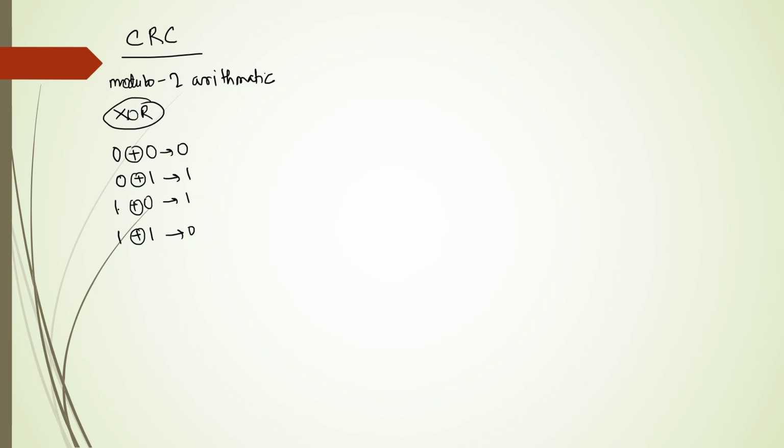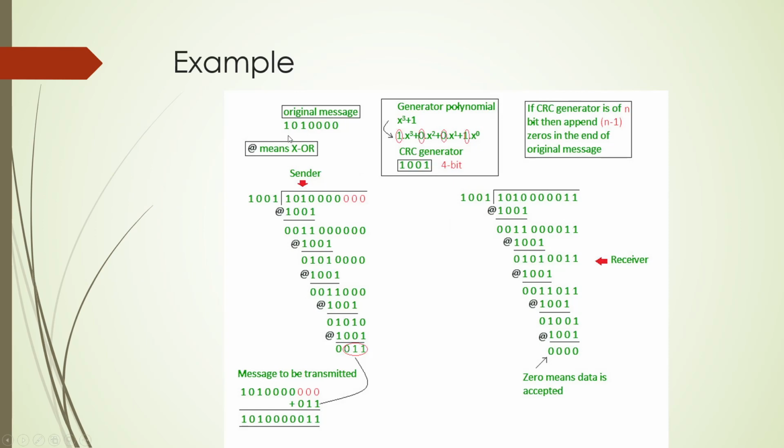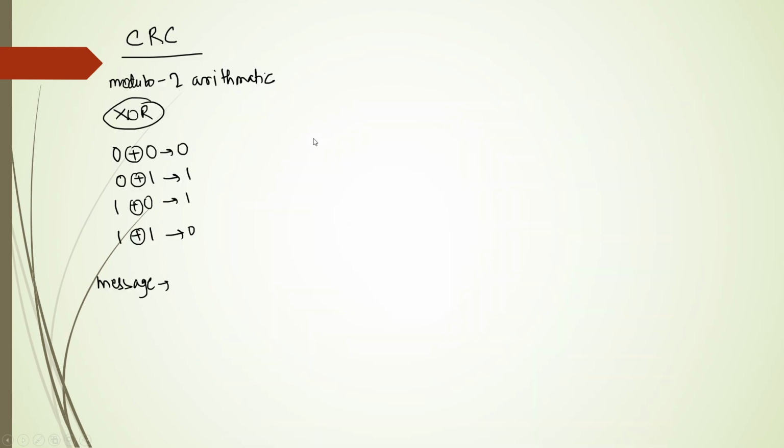The second thing is we will have two things. First is the message, right? So let us see the previous example. What was the message? The message was, suppose, 1010 triple 0. Okay, so let us say that the message is 1010 and a triple 0.